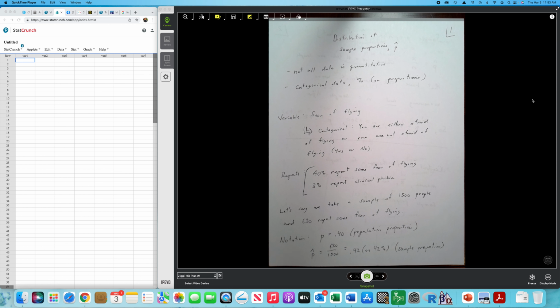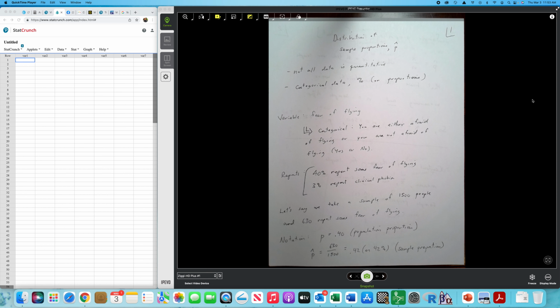Now, a variable that I think is quite interesting, because I love to travel, and where I want to travel to usually requires flying. So I don't like flying. I wouldn't say I have a fear of flying, but I just don't like the hassle of the airports and the hurry up and wait kind of mentality. But some people have a real fear of flying.